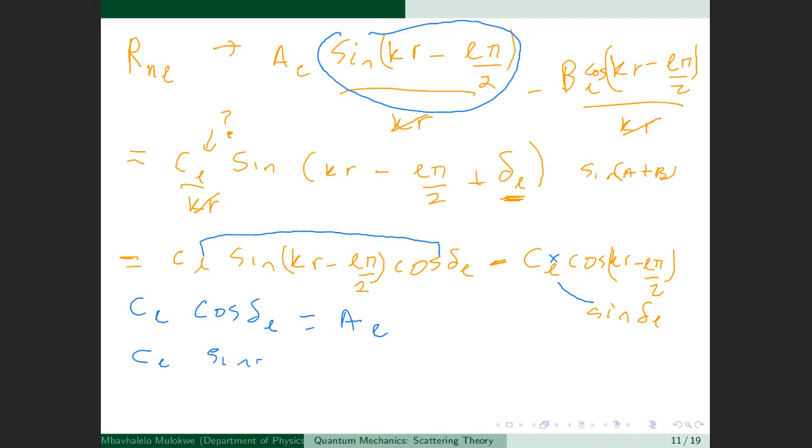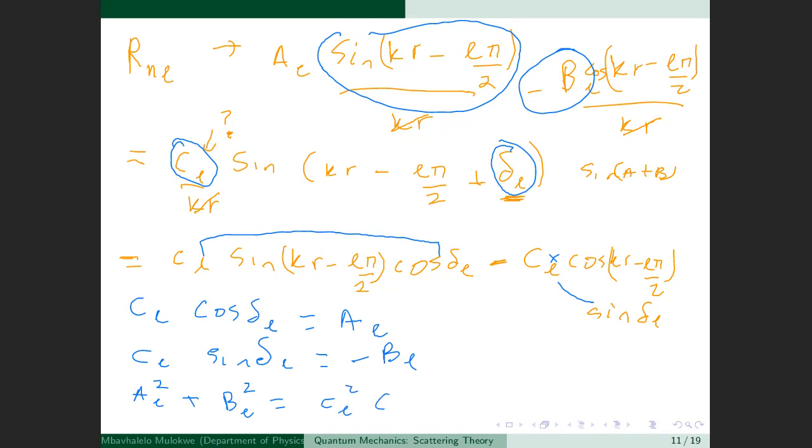And similarly, CL multiplied by sine. Remember that the unknowns here are CL and the phase shift delta L. So sine delta L times CL will give you, comparing that coefficient, minus BL. So these two equations you can solve. If you just square those equations, A L squared plus BL squared gives you CL squared cos squared delta L plus CL squared sine squared delta L. Right? So just factor out the CL squared, and cos squared plus sine squared gives you 1.